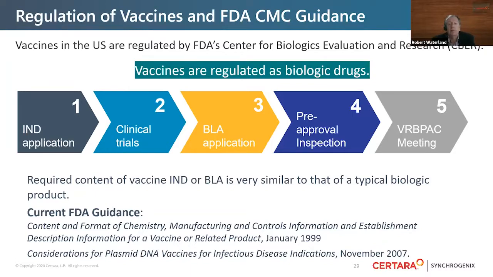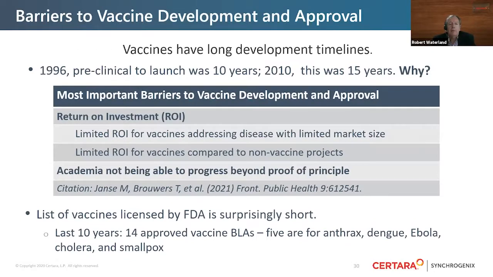So next slide, please, Nellie. So what makes vaccines distinct? Vaccines historically have had very long development lifetimes. So in 1996, it was estimated that it was about 10 years from preclinical to launch. And in 2010, it was estimated that it was 15 years. So why is that all true?